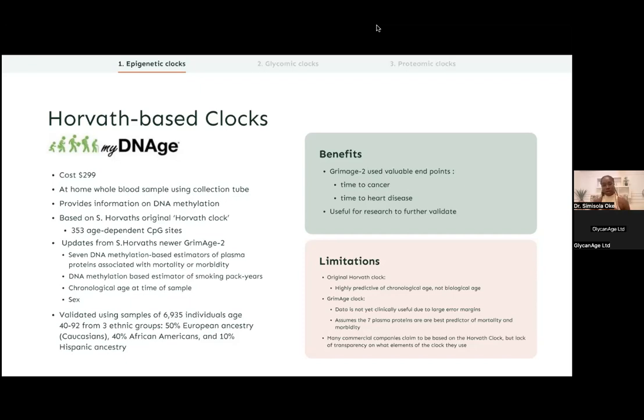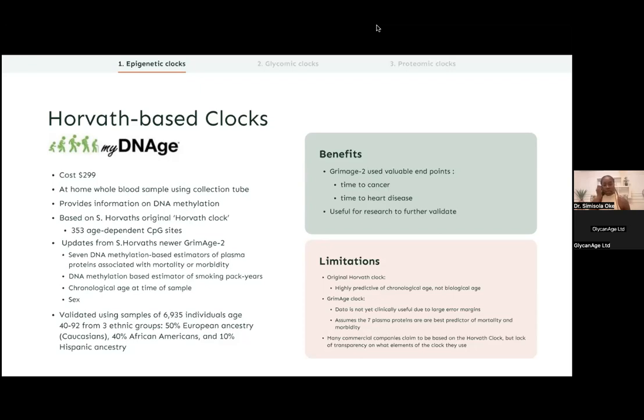Similar to TrueAge, it is an at-home whole blood sample using a collection tube, provides information on DNA methylation, and it's based on Stephen Horvath's original clock, which looks at 353 age-dependent CpG sites. So it is looking at a huge breadth of information. But again, as I mentioned, what's really important about epigenetic clocks is not that you look at CpG sites that are just age dependent, but actually ones that are dependent on biological aging.